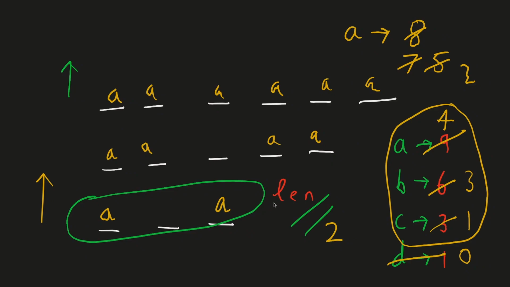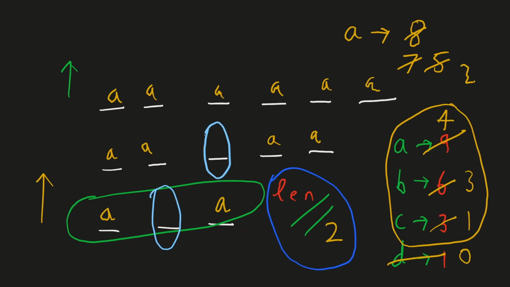Please note that for each word, we only need its length divided by 2 number of pairs, because for any odd position, we are free to put any other character over there. We don't need a pair to put over there. For instance, this can be B or C or anything else.